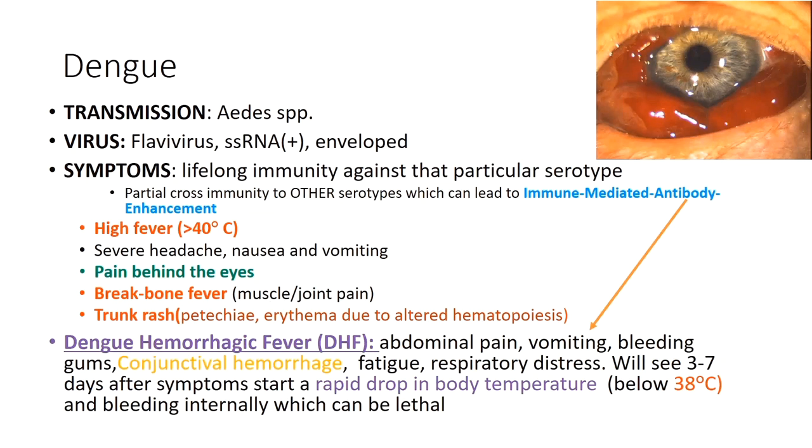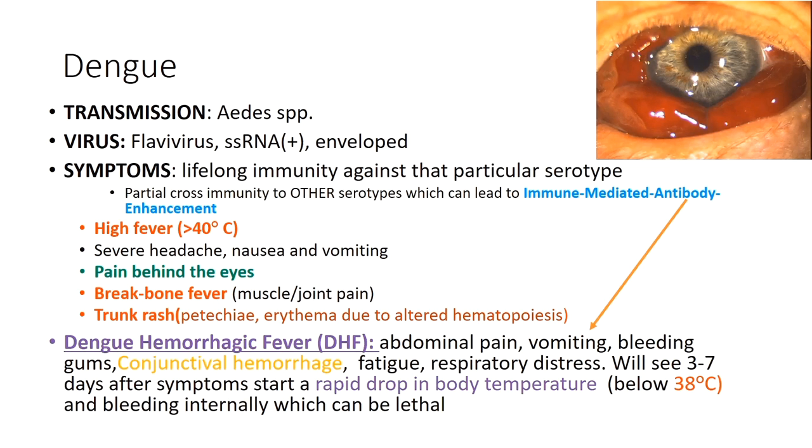So next is our dengue virus. The transmission for this is the Aedes species of mosquitoes, or Aedes aegypti. The virus is a flavivirus, single-stranded RNA positive. It's enveloped. A lot of our viral things that we're going to be talking about are flaviviruses today.